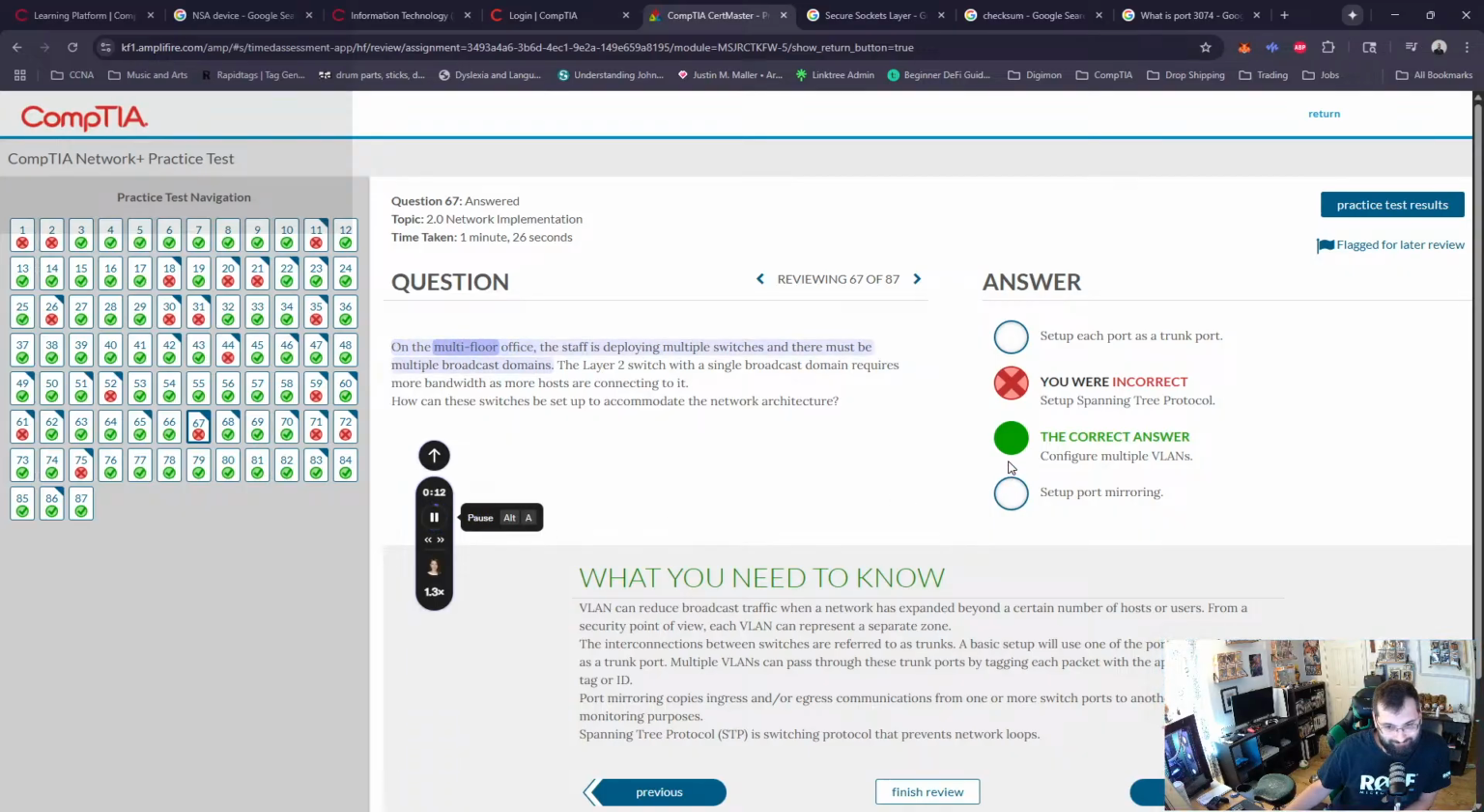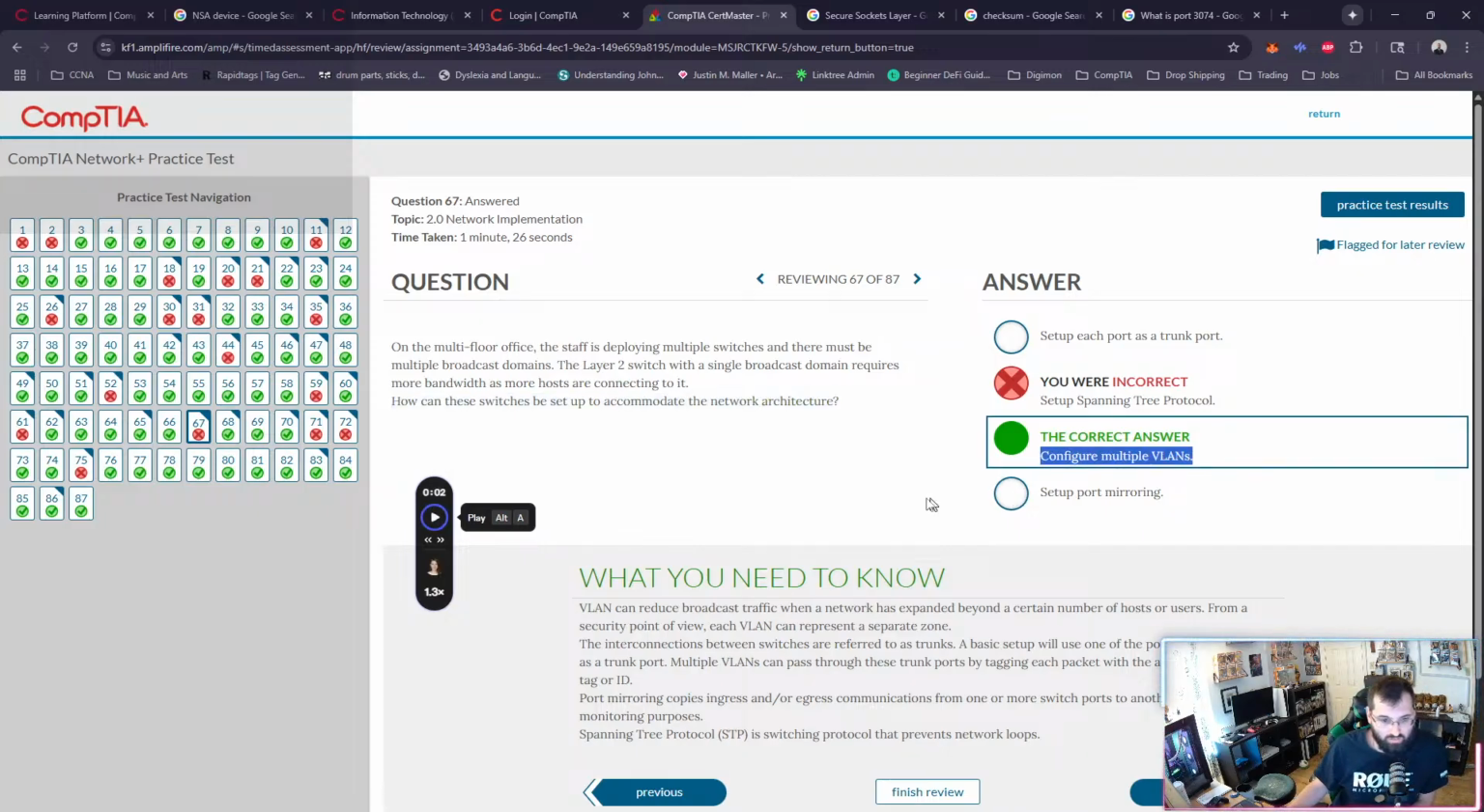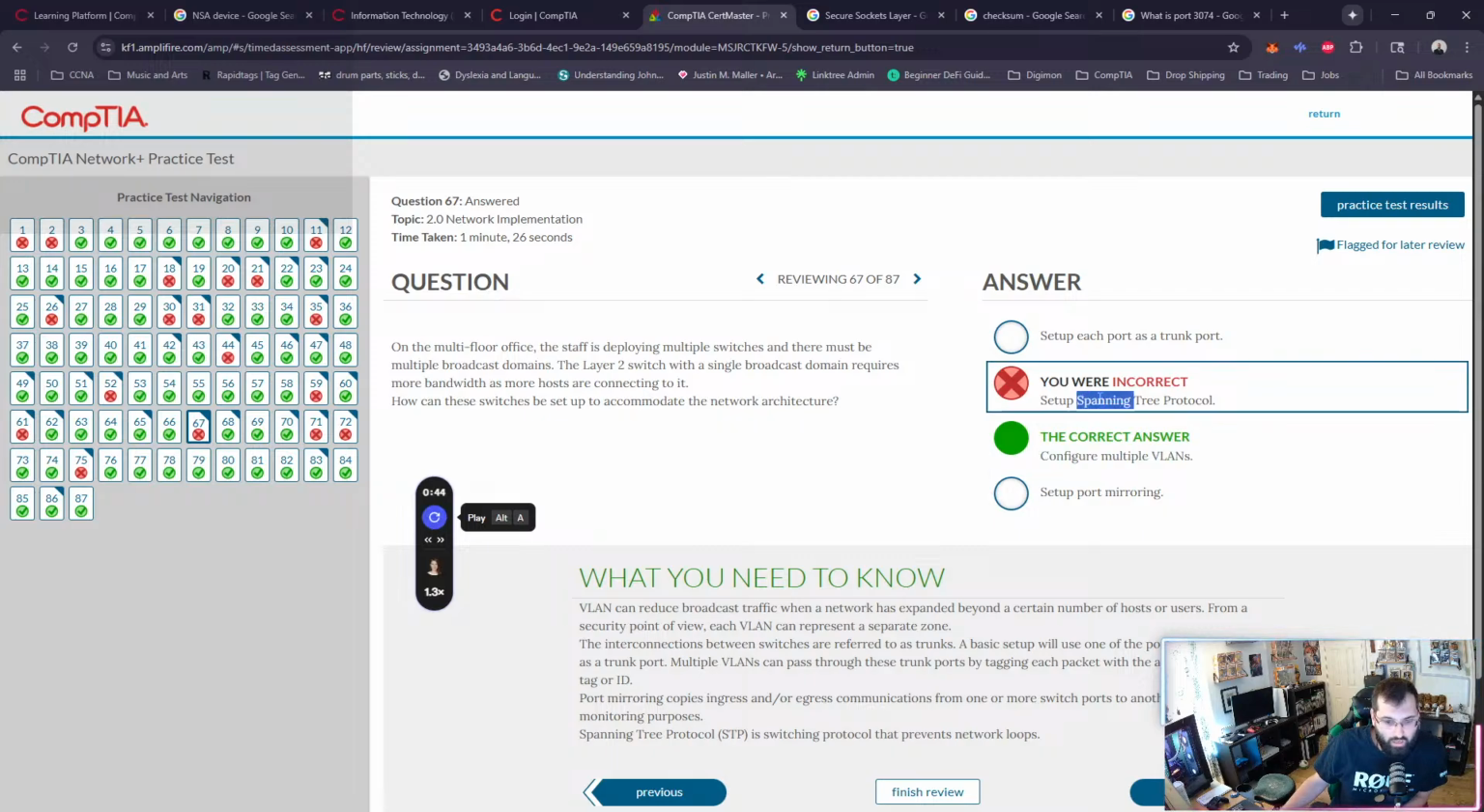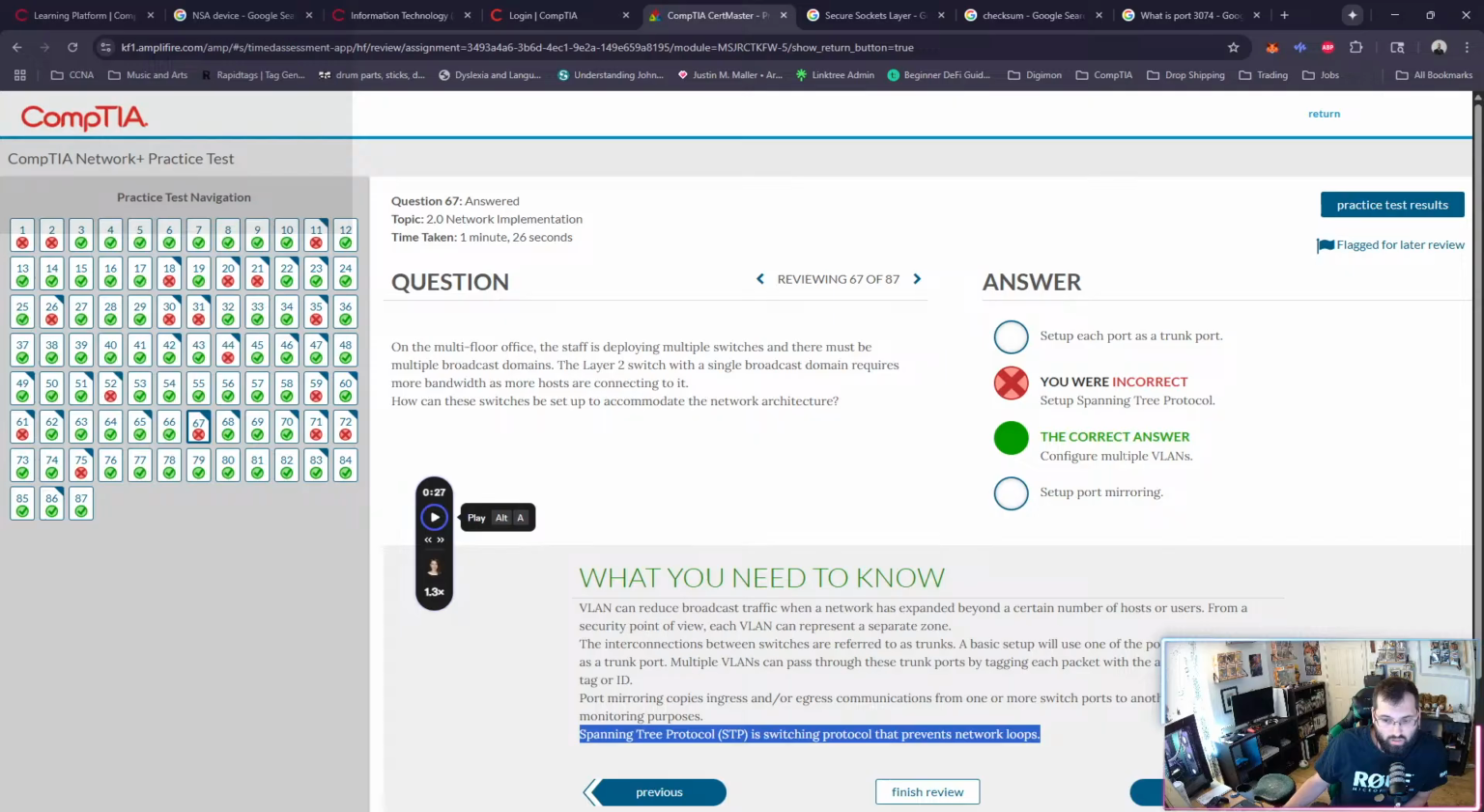On the multi-floor office, the staff is deploying multiple switches, and there must be multiple broadcast domains. A Layer 2 switch with a single broadcast domain requires more bandwidth as more hosts are connecting to it. How can these switches be set up to accommodate the network architecture? Configuring multiple VLANs. Now, why is it not spanning tree? It is a switch protocol that prevents network loops. So, okay, this is just a protocol that prevents network loops. Got it.